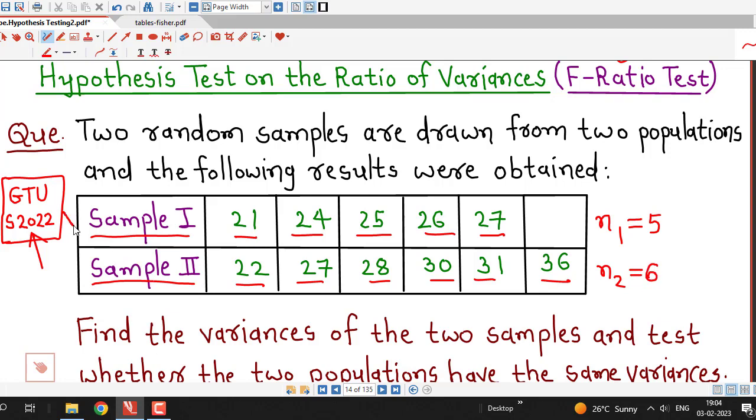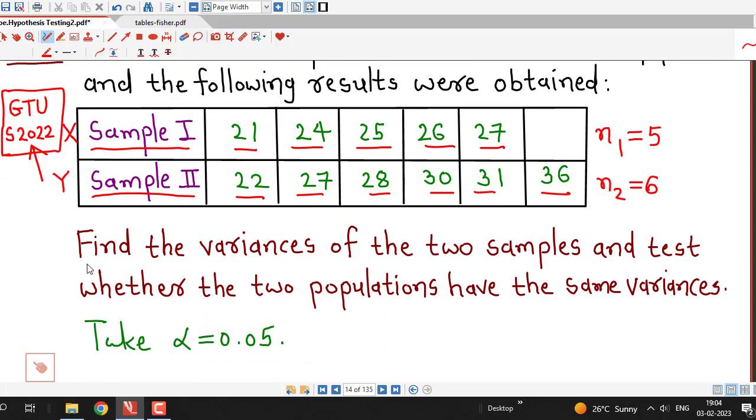And suppose the variable for sample 1 is denoted by capital X and suppose variable for sample 2 is denoted by capital Y. Now the question is, find the variances of the two samples and test whether the two populations have the same variances, and consider significance level alpha equal to 0.05 or 5% level of significance.